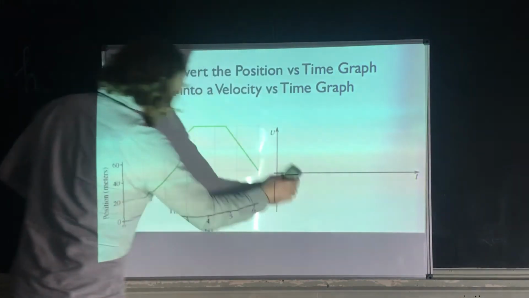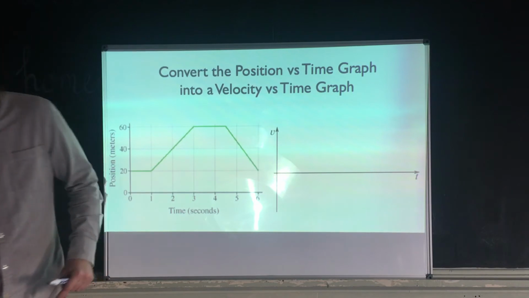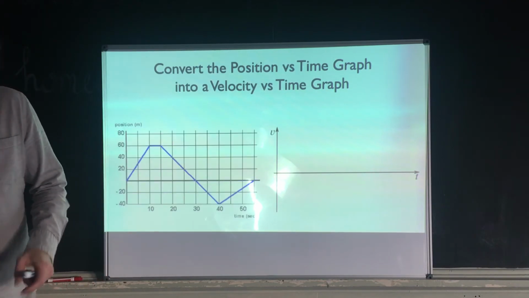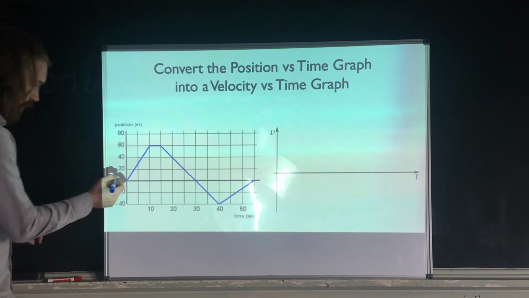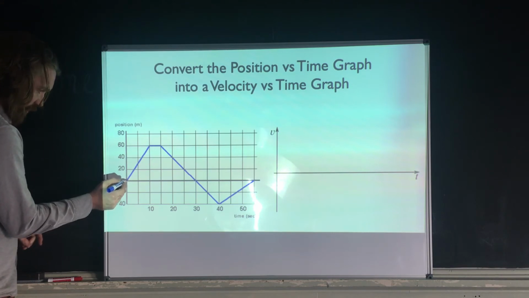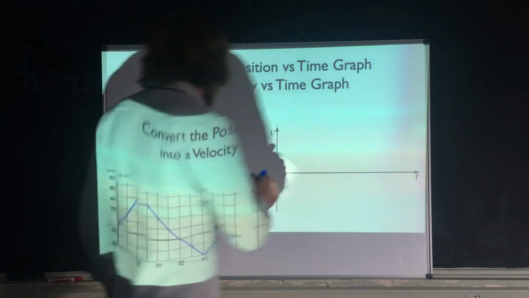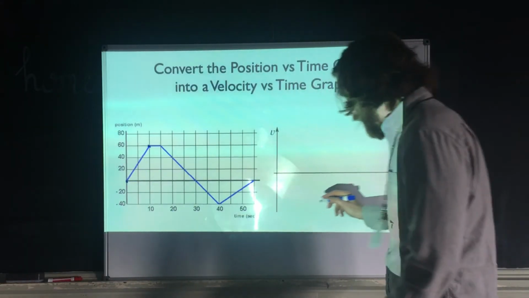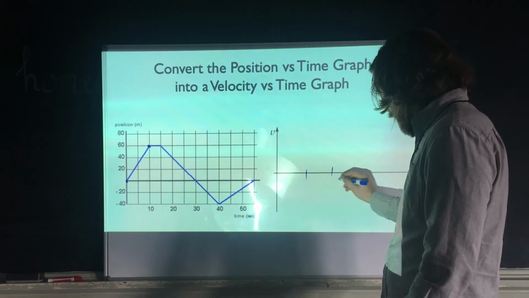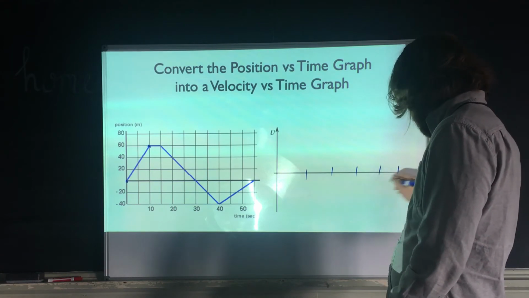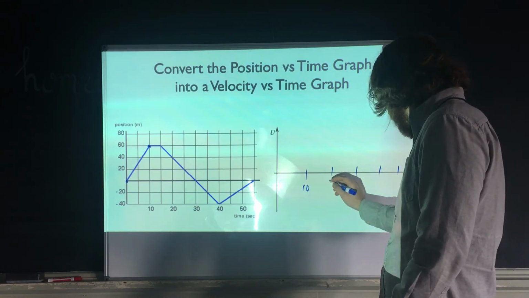Let's do another one. Same one we saw last time. We're starting out. Our position goes from here to here, maybe a positive slope. Let's make this easy. Here, I have 10, 20, 30, 40, 50. I'm going to mark my times.